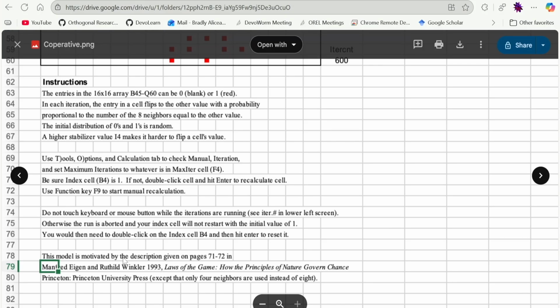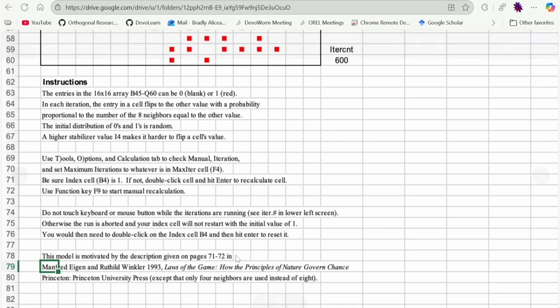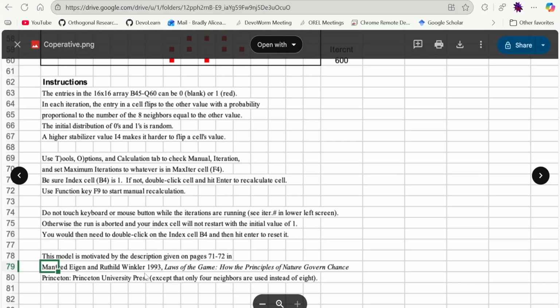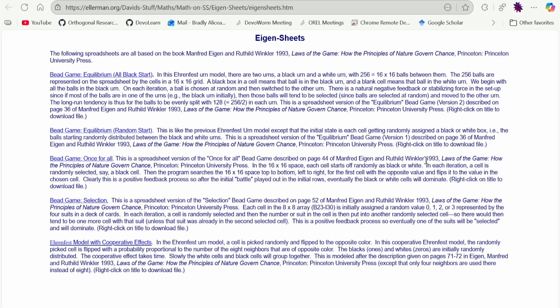Okay. This model was motivated by the description given on pages 71 to 72 in Laws of the Game. So if you're interested in following up on this and playing with the spreadsheets, they have this set of Eigen sheets. So this is kind of like for these different parts of Laws of the Game. So we have bead game equilibrium, where you have an all black starting state. Bead game equilibrium, we have a random start. There is this bead game once and for all, and I didn't talk about that yet.